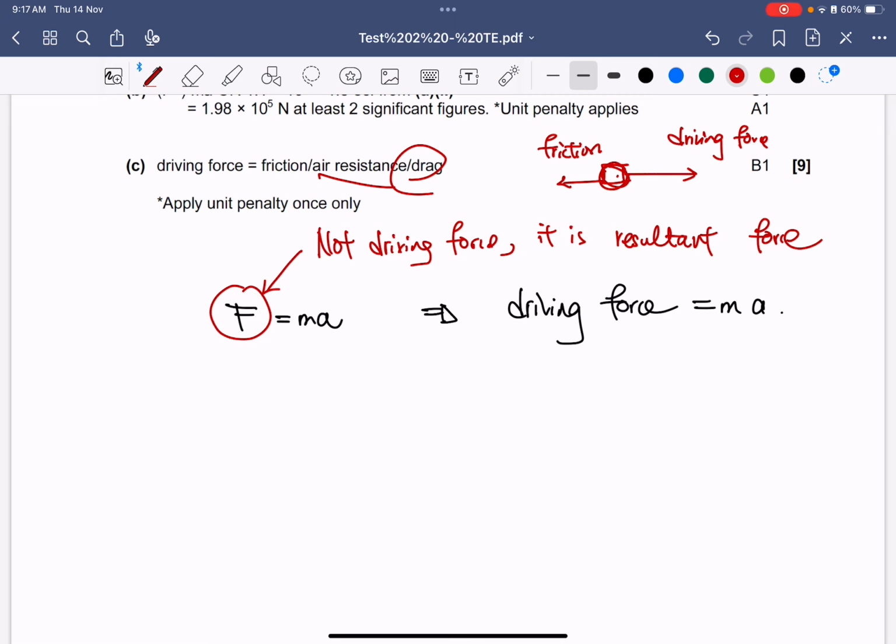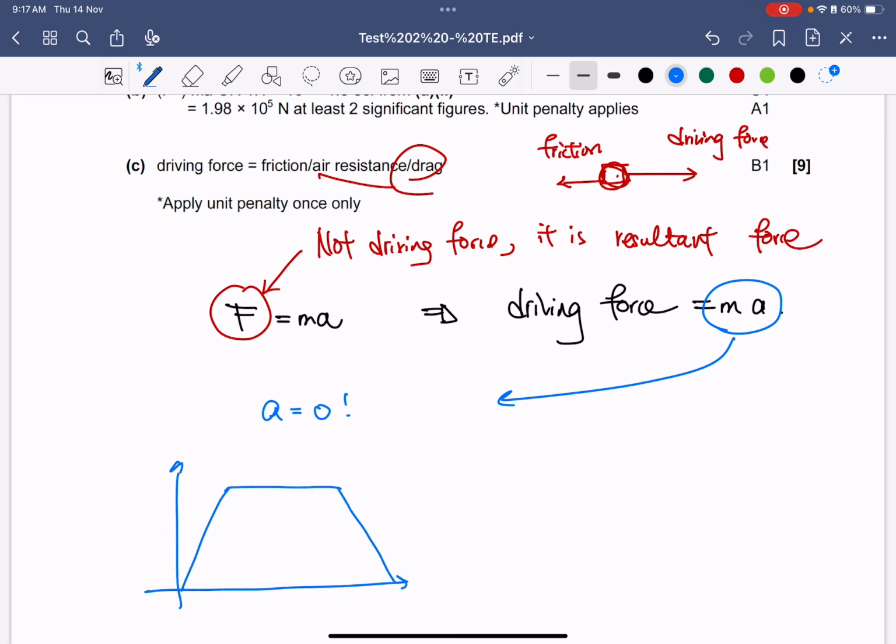Secondly, the second misconception is, if you really want to say driving force equals ma, a is 0 during that interval of time. Because on that graph, here, during that interval of time, there's no acceleration. So if you really put it as ma, you should put it 0. Driving force is 0. You found that something is wrong. You found that you are not on the right track.